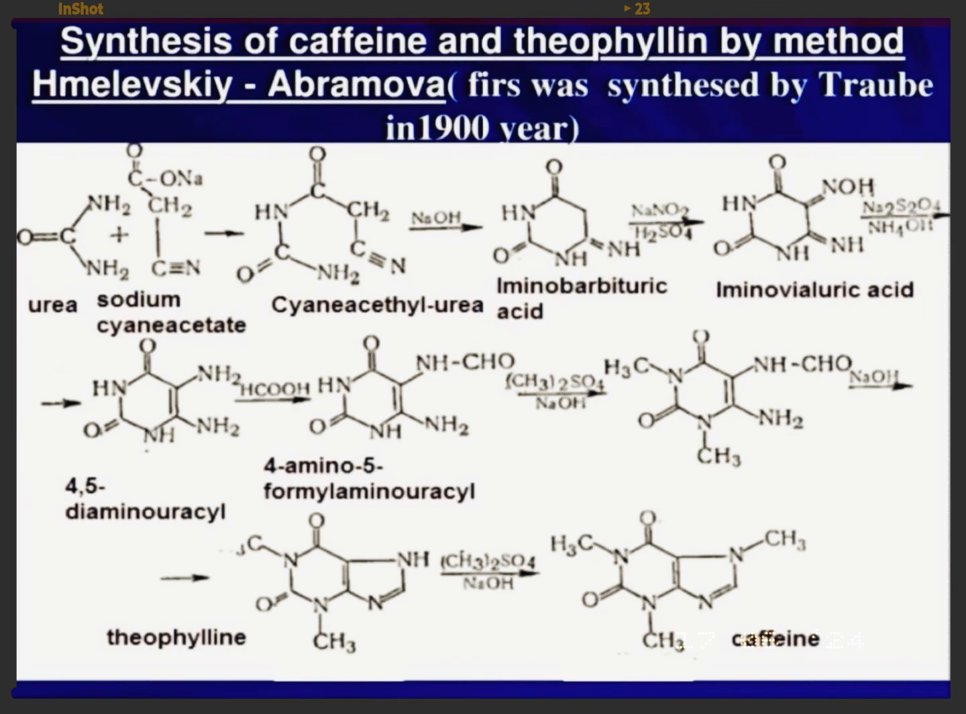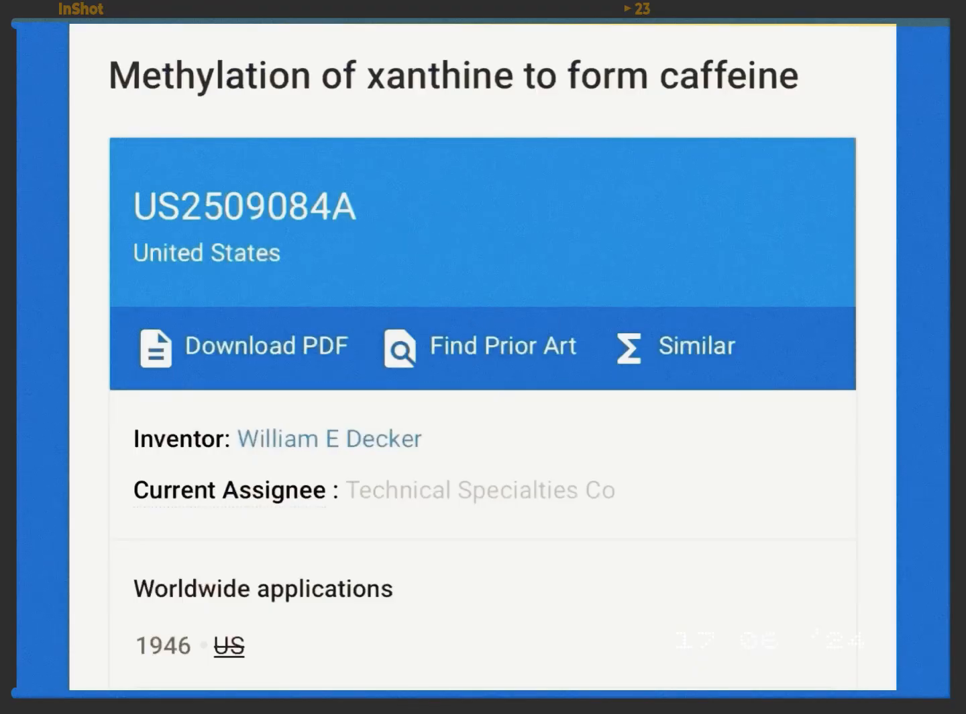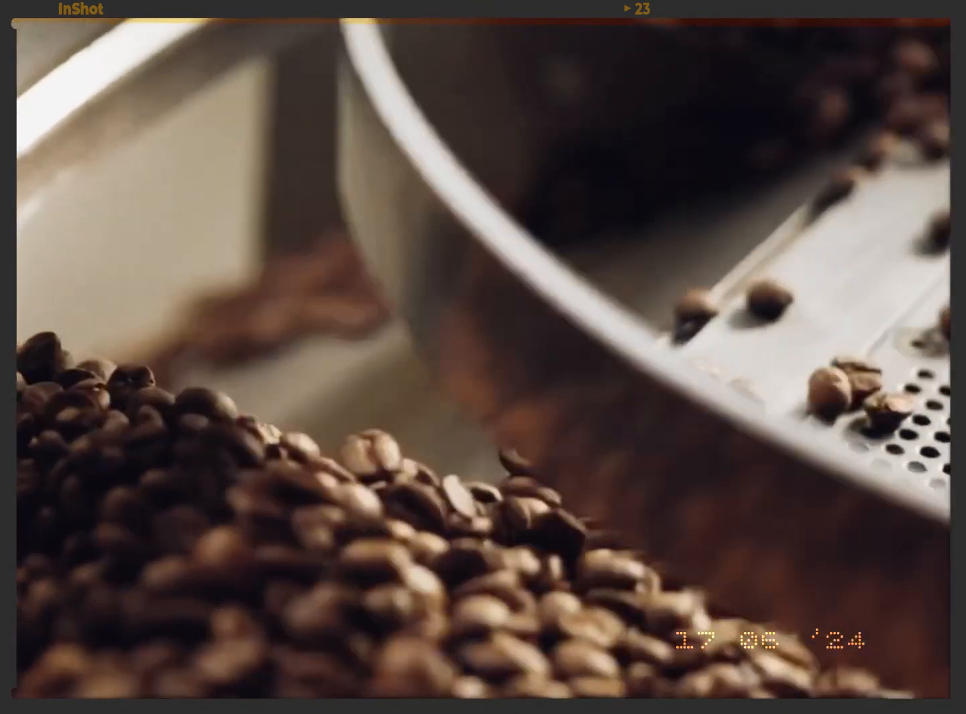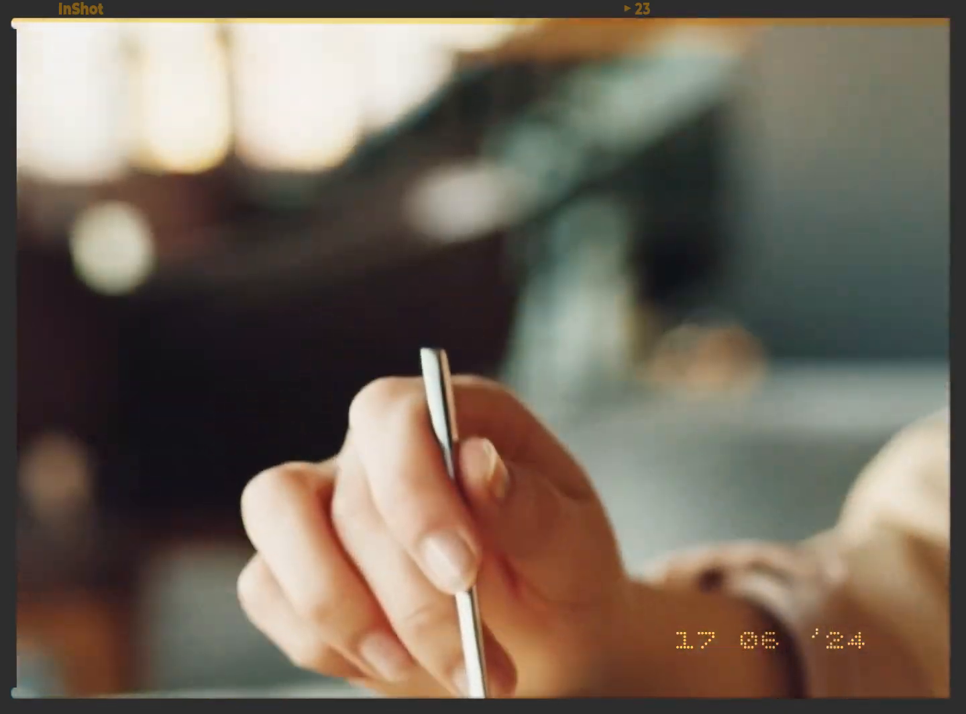Abramov was synthesized by Traub in 1900. Methylation of xanthine to form caffeine. In the tea and coffee plants, the main synthesis pathway of caffeine is a 4-step sequence consisting of 3 methylation reactions and 1 nucleosidase reaction using xanthosine as a precursor.